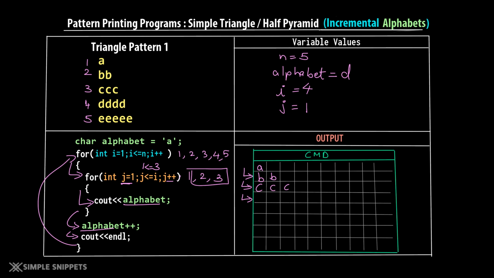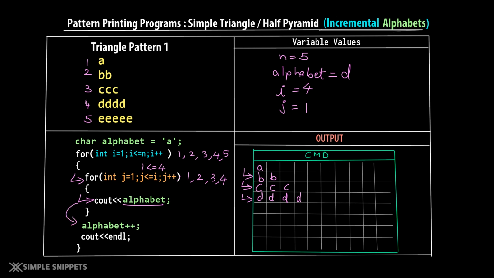But yeah, when i becomes 4, you'll again go inside the for loop and the inner for loop will start running. So you'll say j equals to 1 again, and 1 has to be less than equal to i, which is this time 4. So j will take values 1, 2, 3, 4, which means it is going to run 4 times. 4 times alphabet is going to be printed. Alphabet is nothing but the value d. So 4 times d is printed. You'll come outside the for loop. You'll say alphabet plus plus. So now the ASCII value e will be stored in the character variable alphabet. You'll say cout endl. You'll come on to the next line.